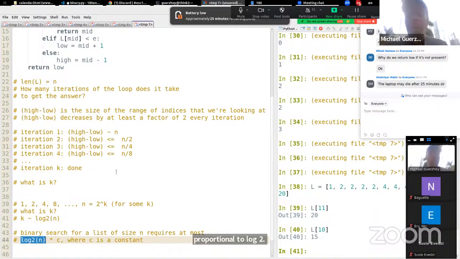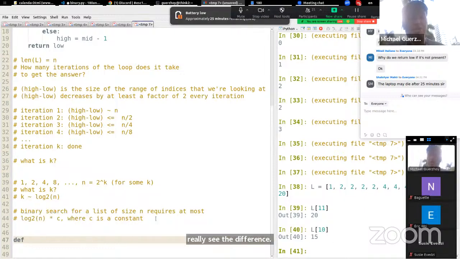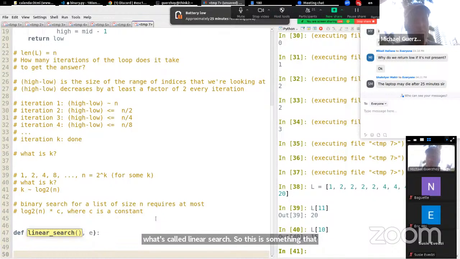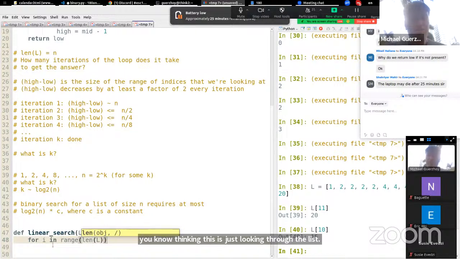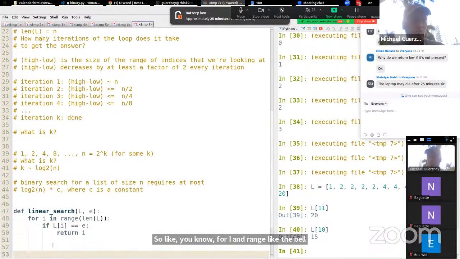So let's remember this and switch to analyzing something simpler for a second in order to really see the difference. So let's talk about just what's called linear search. This is something that we've done many times. It doesn't take much thinking. This is just looking through the list. So like, for i in range length of L, if L at i is equal to E, then return. So we can ask, how many iterations does this take?